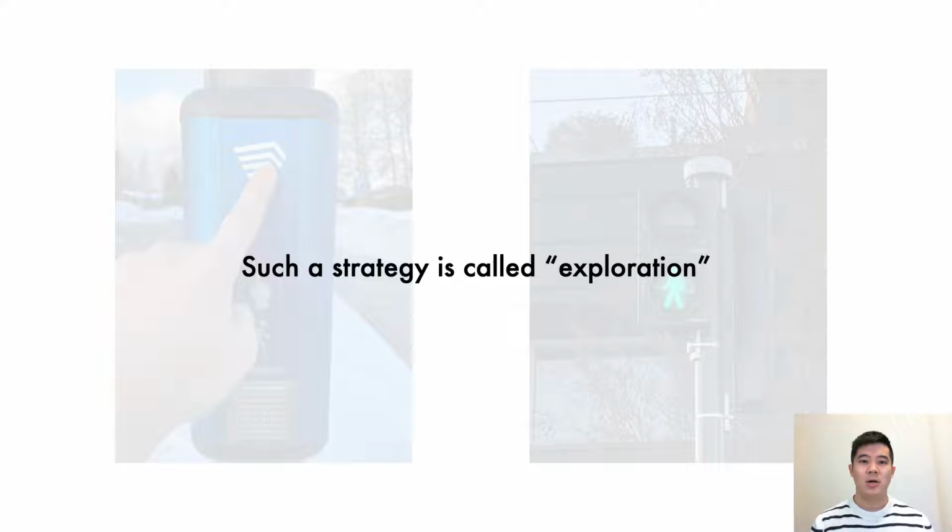Such a strategy is called exploration. When facing uncertainty, we will attempt various motions in order to acquire the optimal outcome. But once you've learned that, we can exploit the learned motions to be more efficient.